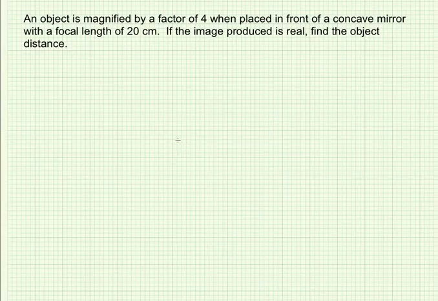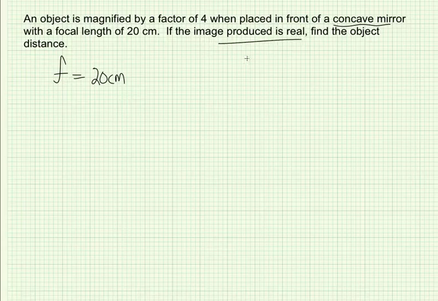Okay, so now we have an object that is magnified by a factor of 4, which means it's enlarged, when placed in front of a concave mirror. The fact that it's a concave mirror tells me that my focal length is positive or negative? A concave mirror is a positive mirror, so it's positive 20 centimeters. And I'm told that the image is real. So since the image is real, what does that tell me about DI? I know that DI is going to be positive. And our job is to find DO again.